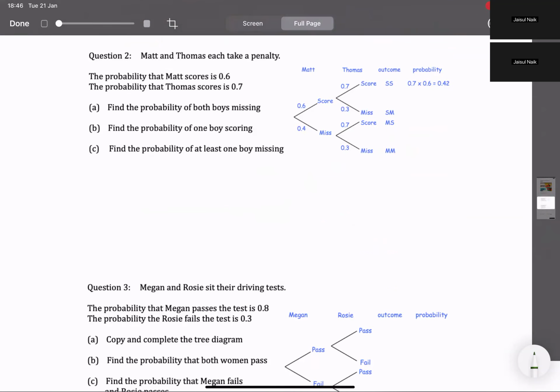Question two. So because we're going to be testing all of them, I could work out the things on the right first, but in a real question, let's just see what we need to work out as we go along. The probability of both boys missing, so that means miss and miss, so it's only going to be that outcome that matters for part A. The answer for that is 0.4 times 0.3, which equals 0.12.